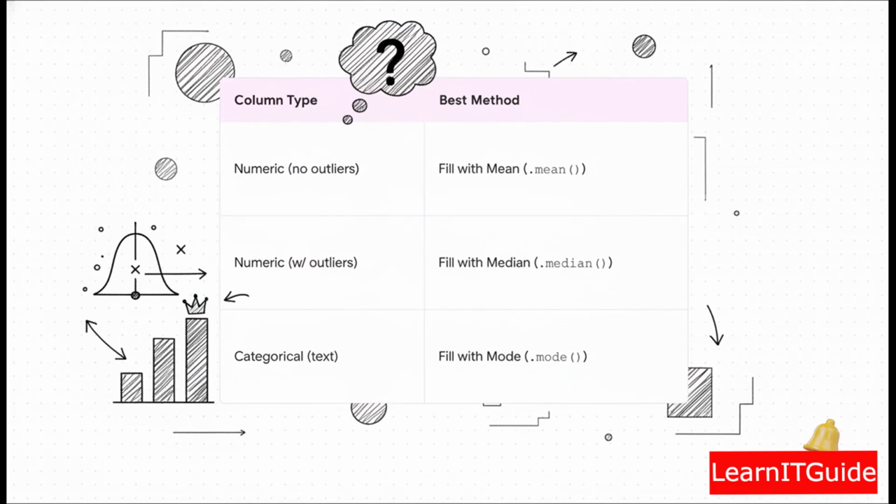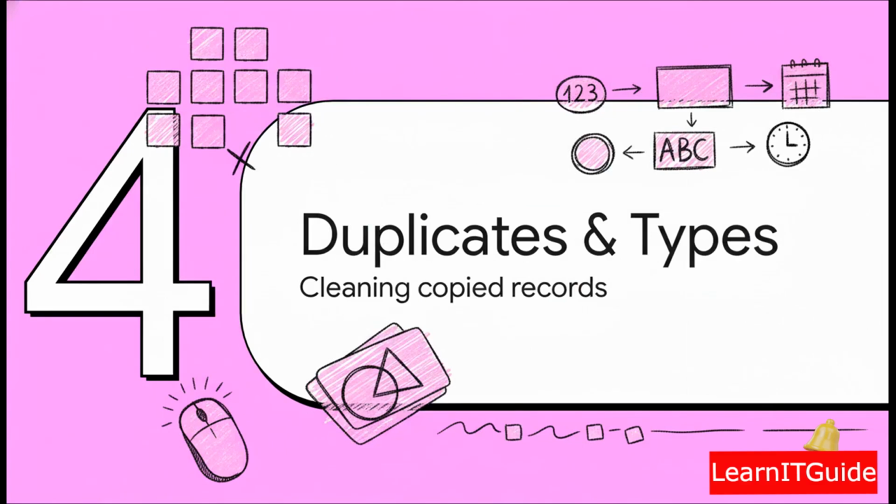So how do you make a smart guess? Well, it all depends on the type of data. For a number column like age or score, if the numbers are pretty normal, using the mean, the average, is a solid choice. But if you have some really high or low numbers, called outliers, the median is a much safer bet. Now, what about a text column like grade? You can't average A's and B's, right? So for that, we use the mode, which is just a fancy word for the value that shows up most often. All right, we've got a plan for our missing values.